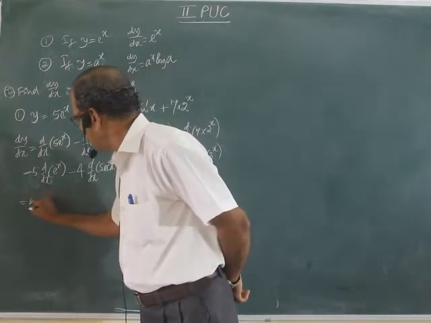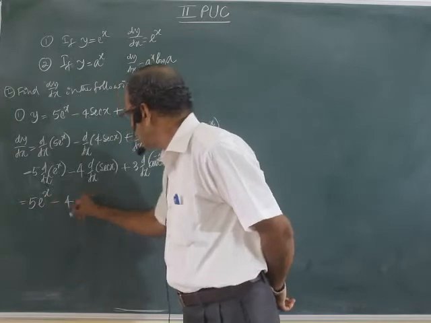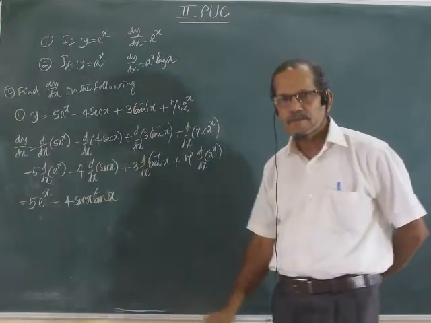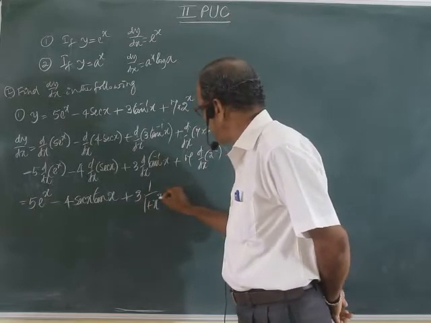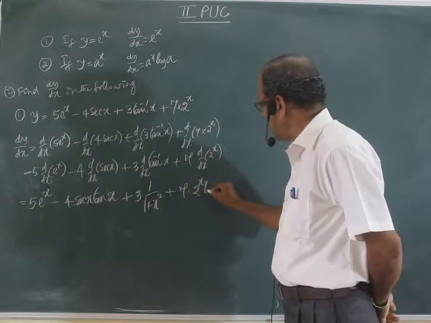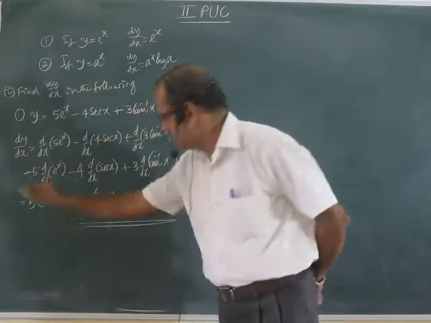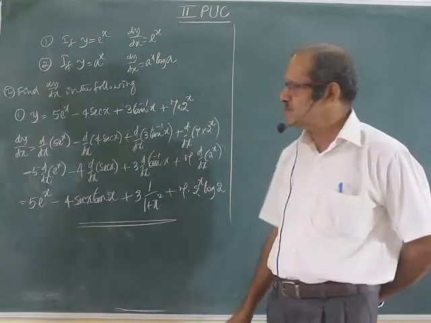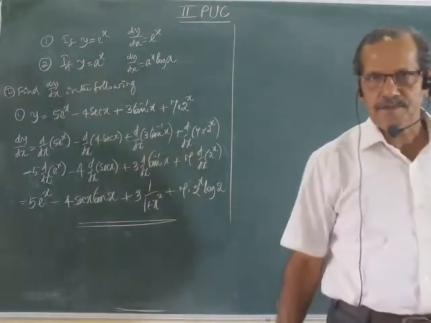Now, 5 into, the derivative of e to the power x is e to the power x. 4 into derivative of secant x is secant x tan x. Plus 3 into derivative of tan inverse x is 1 by 1 plus x square. 7 into 2 to the power x derivative is 2 to the power x into log 2. No more simplification, leave it, no problem. Sum or difference, we can include the function, that's all.